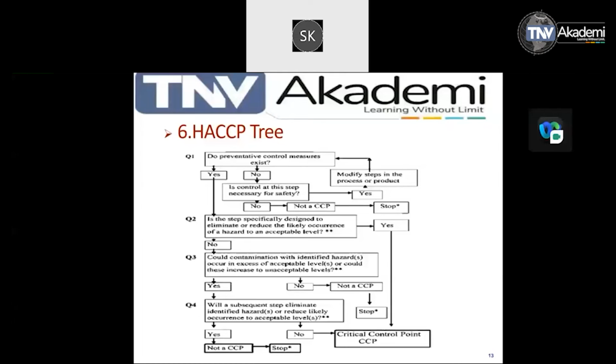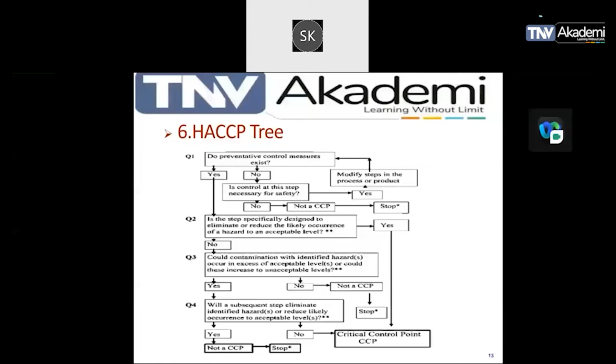So the first question in the HACCP tree: do preventive control measures exist? For example, if you have an existing preventive control measure for the process, and if it is no, then is control at this step necessary for safety? If it's no, then it's not a CCP. Then you can stop and you can't declare it a CCP. If it's yes, then you can modify this step in the process or the product. So if the preventive control measure exists, yes, then you can go on to the next question.